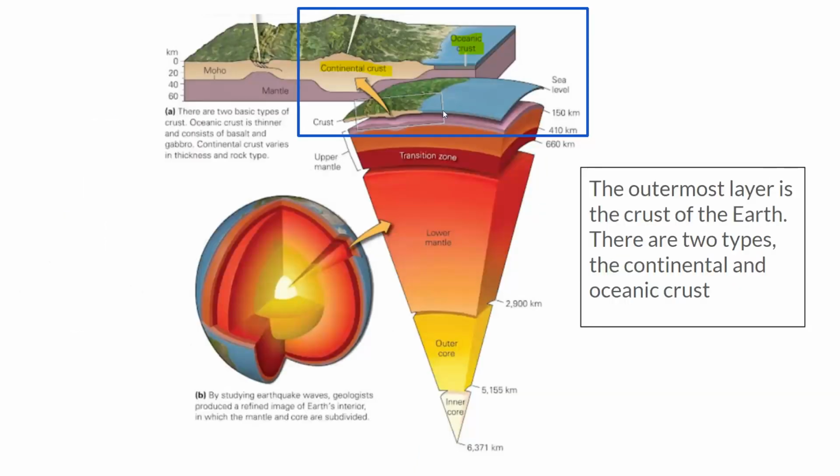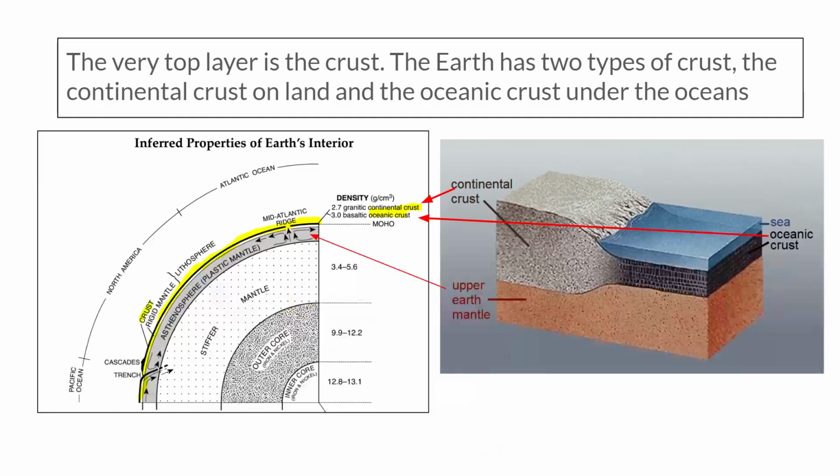So the outermost layer, which is all the way out over here, is what we're standing on right now, and it's called the crust. There are two types of crust, the continental crust right here and the oceanic crust. The continental crust can be found on the land that we're standing on, and the oceanic crust is found underneath the oceans. Just like I said, the two types of crust are the oceanic crust and the continental crust, which can also be found on this area of your reference table. And this is what the crust is, the very outermost layer.